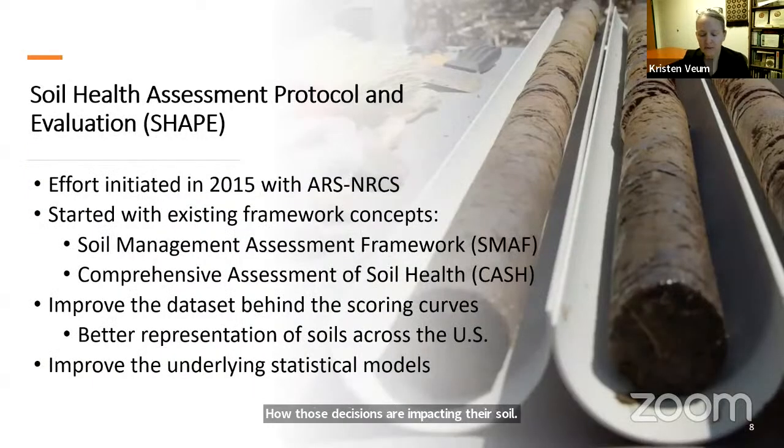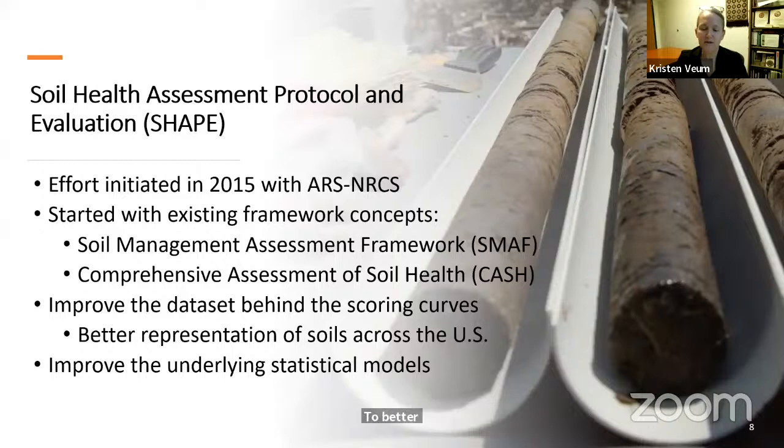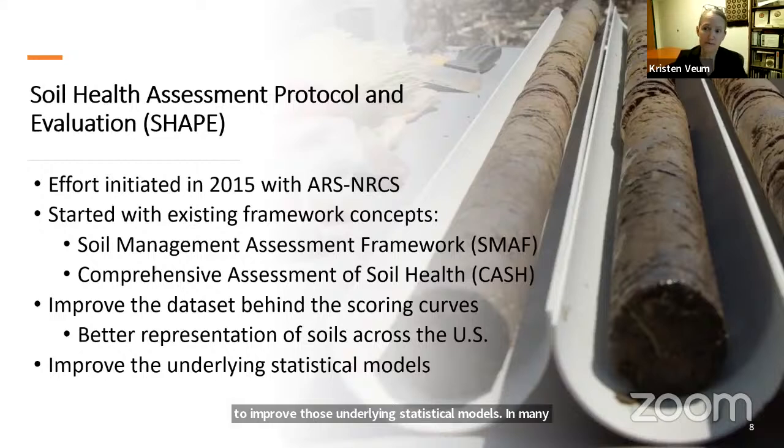SHAPE was formally initiated back in 2015 with an agreement between the Agricultural Research Service and the Natural Resources Conservation Service. But it was built upon decades of previous work and concepts laid out in the Soil Management Assessment Framework, otherwise known as SMAF, and the Comprehensive Assessment of Soil Health, CASH, the Cornell system that Harold has described. With these concepts in mind, we set out to improve the data set behind the scoring curves to better represent soils and systems across the US, and to improve those underlying statistical models. In many cases, and in particular with SMAF, the scoring curves were based on expert opinion instead of quantitative modeling.